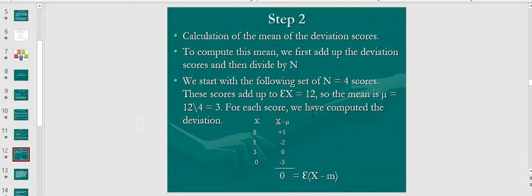For each score, we compute the deviation. These are the x values, and now we subtract this mean from each value of the data. 8 minus 3 is equal to plus 5. 1 minus 3 is equal to minus 2. 3 minus 3 is equal to 0, and 0 minus 3 is equal to minus 3. We add up these deviation scores, which is equal to 0.